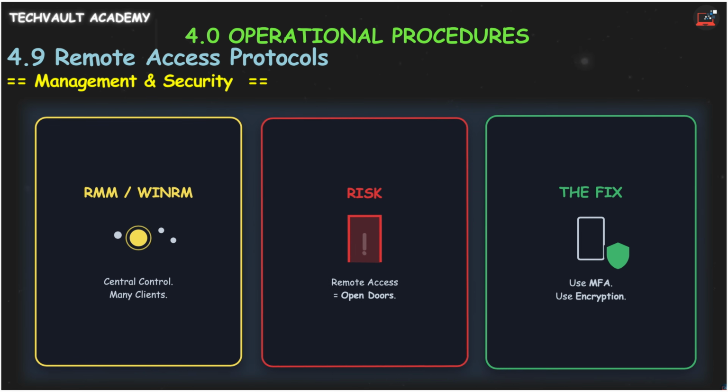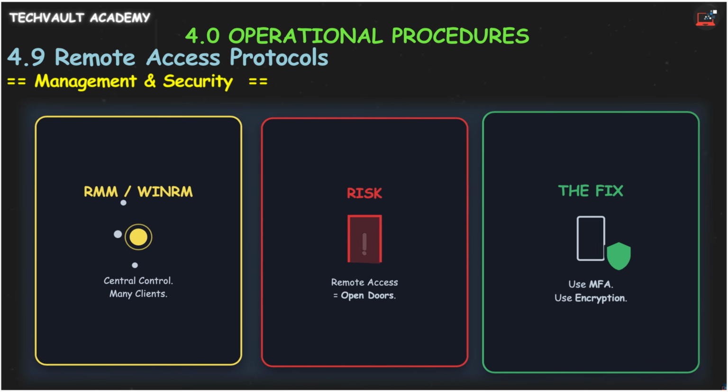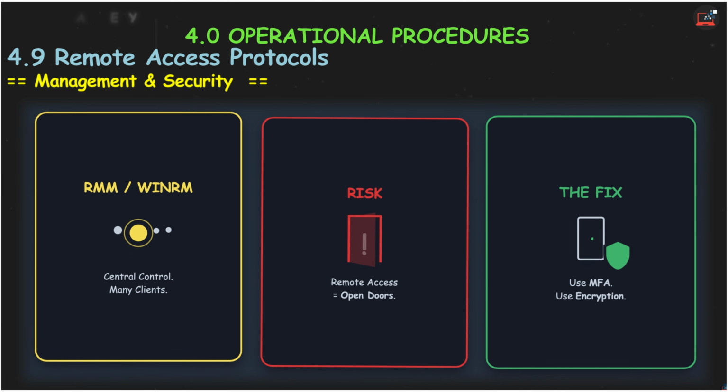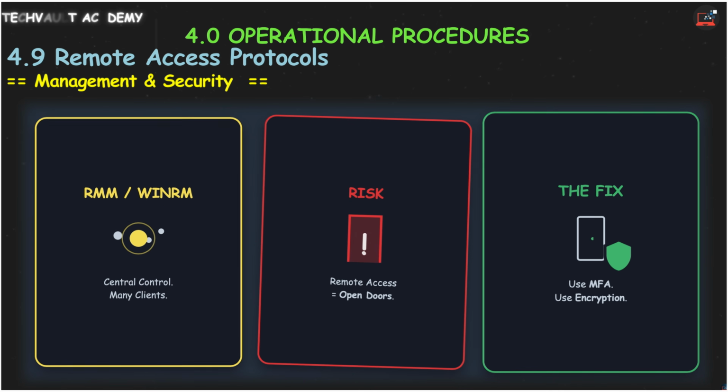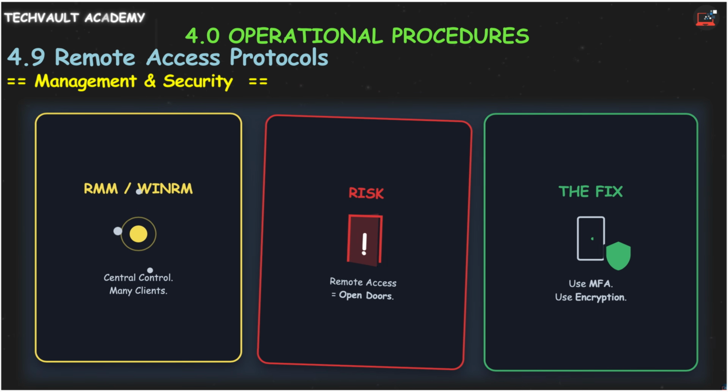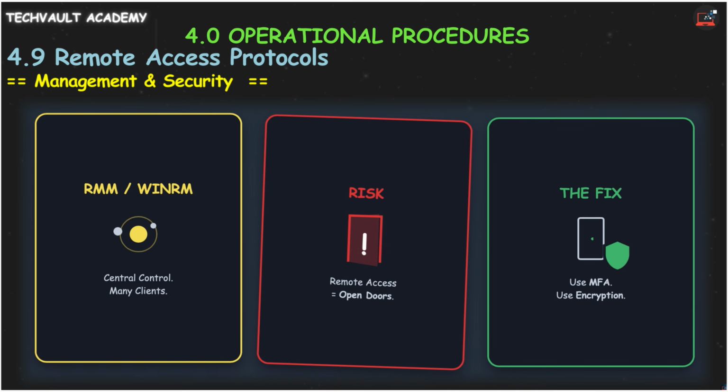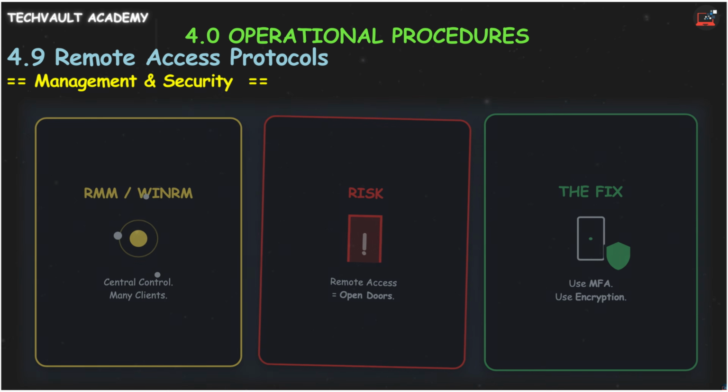Security is paramount here. Remote access tools are open doors. Hackers scan for open ports like 3389 constantly. Always use encryption, like VPNs and SSH, and enforce MFA to prevent brute force attacks.